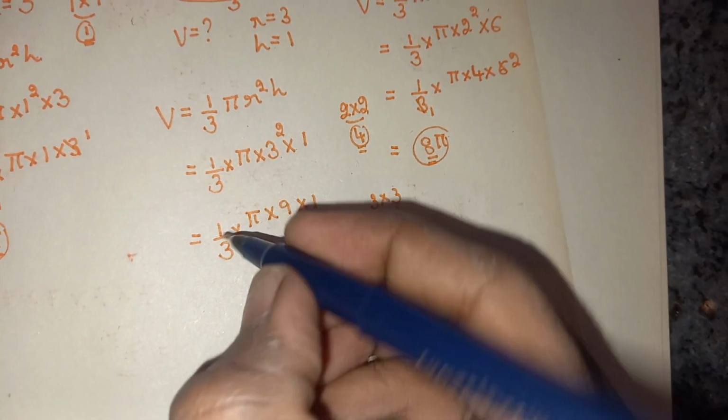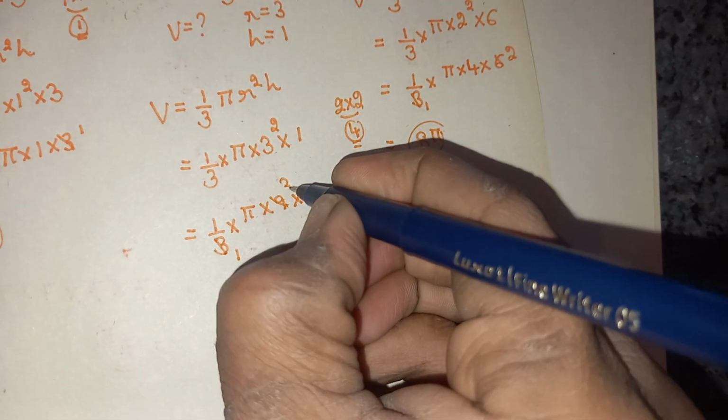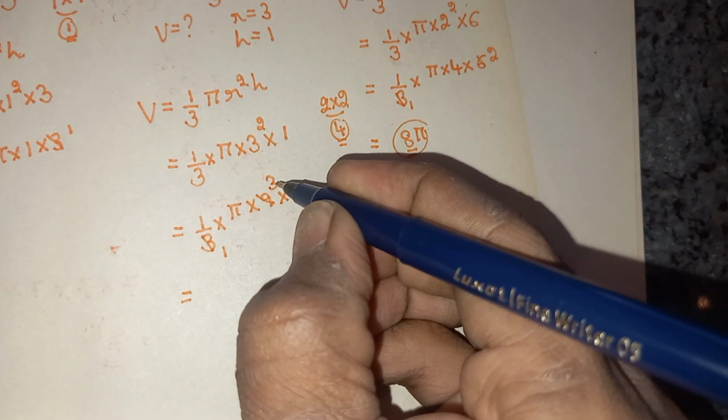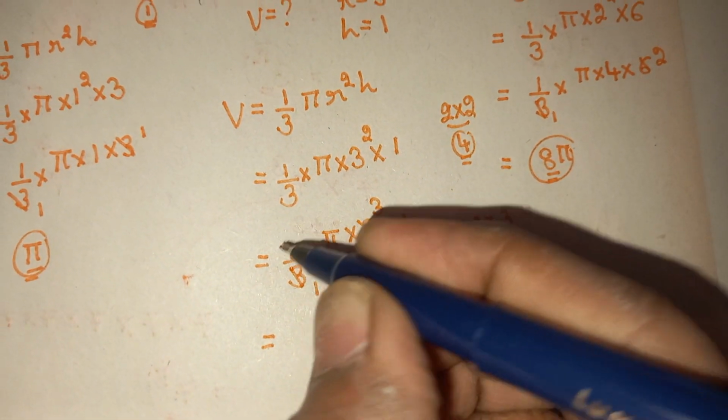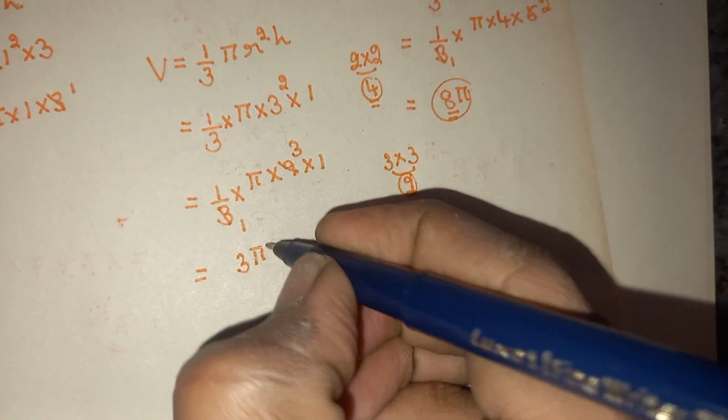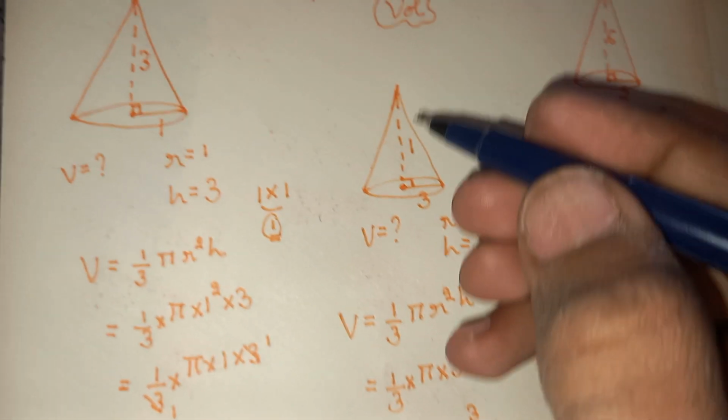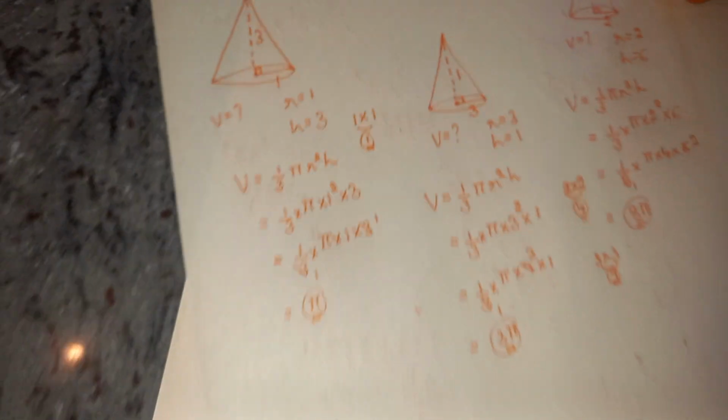You can divide the denominator and numerator: 3 1 times, 3 3 times. That is 3 times 1, which is 3. Again 3 times pi is 3 pi. 3 pi times 1 is again 3 pi. 3 pi cubic units is the volume of this cone.